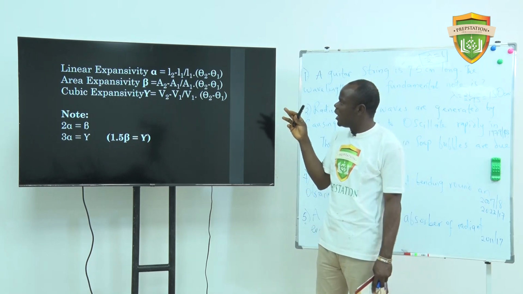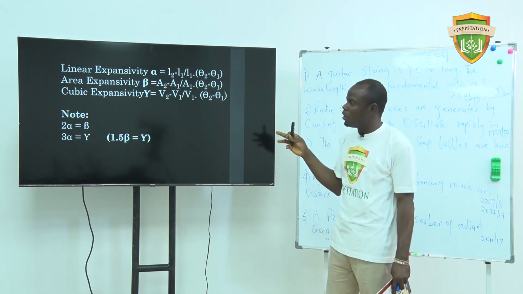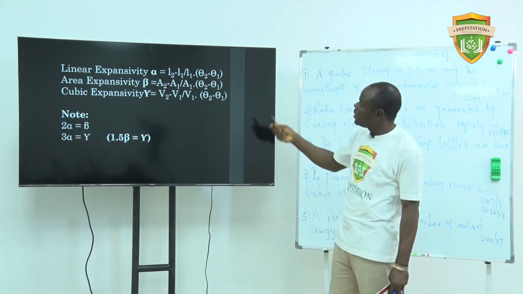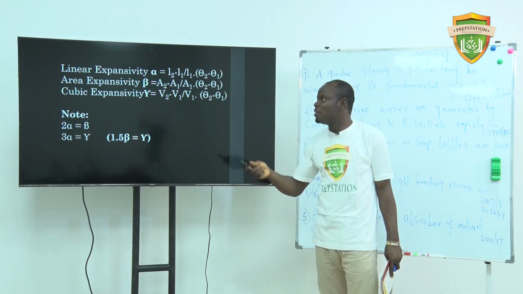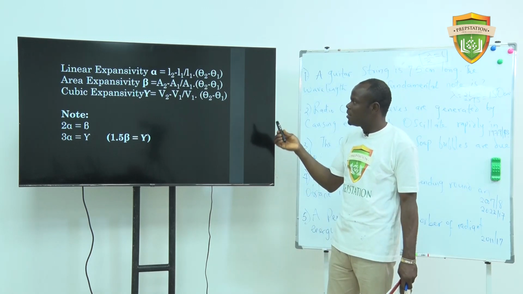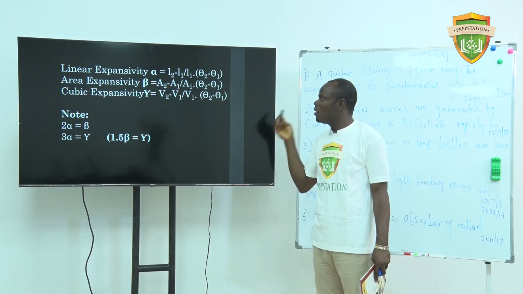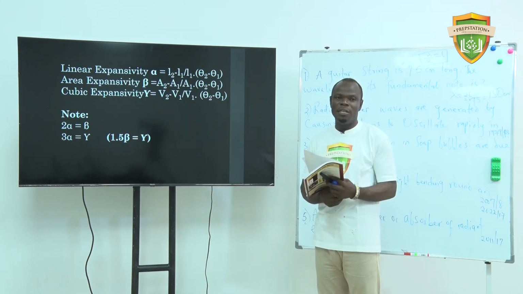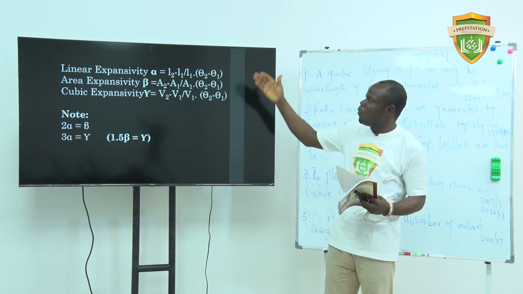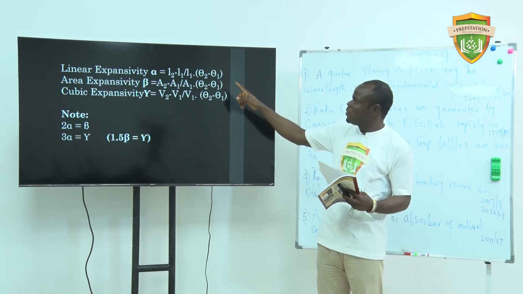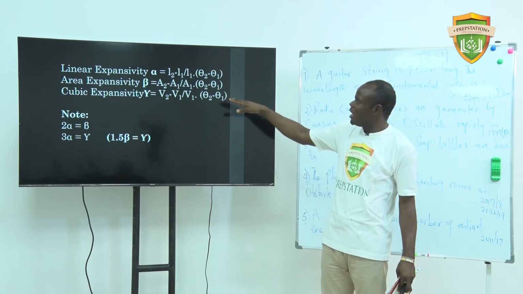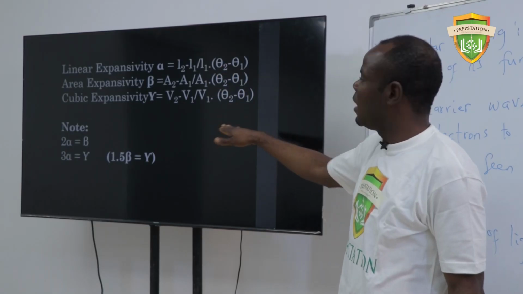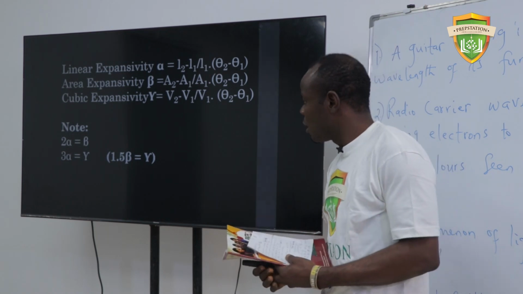Area expansivity is change in area, that's A2 minus A1, all over the original area multiplied by change in temperature. And the last one is the volume expansivity, which says change in volume all over original volume multiplied by the change in temperature. Definitely, if you know one, you've known the rest. Substitute L and put A there, then it becomes area expansivity. For L, put V, then you have volume expansivity.